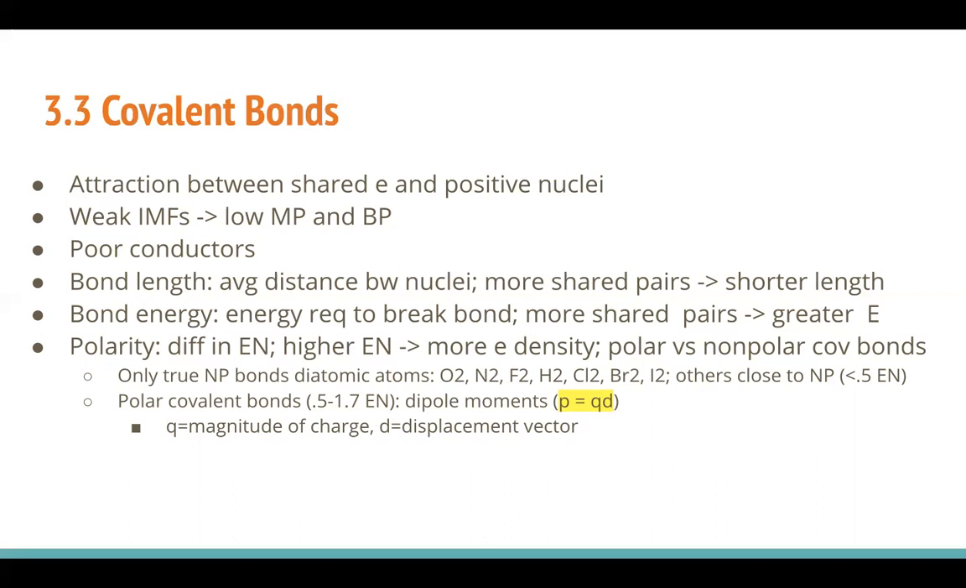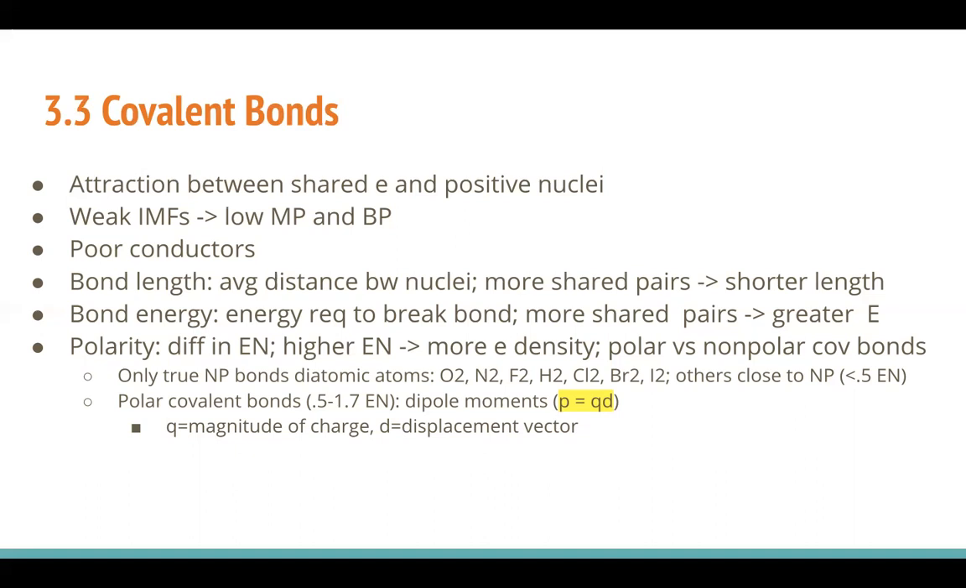Polarity is the difference in electronegativity. If one element is more electronegative, just remember that electronegativity means the element is more attractive. There are more protons in the nucleus, so it attracts electrons more. So it has more electron density than the less electronegative element.